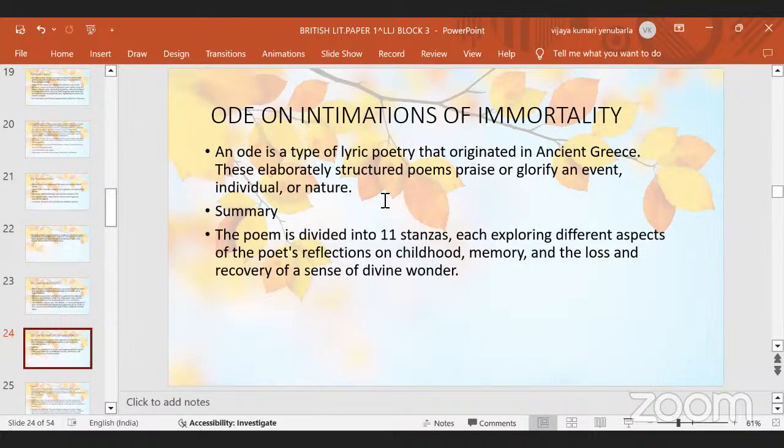So now, this is an ode by William Wordsworth. The poem is divided into 11 stanzas, each exploring different aspects of the poet's reflections on childhood, memory, and the loss and recovery of a sense of divine wonder.